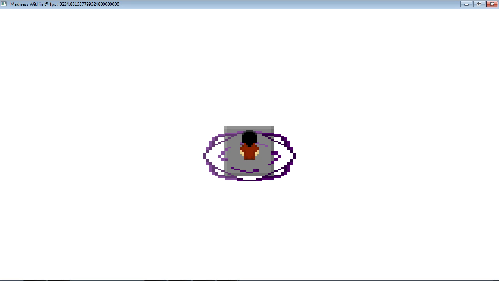Also, the creation and disappearance of the summoning circle itself will be changed so that it fades in and fades out instead of just popping in and out, due to the popping in and out looking a bit on the cheap side, I must say.